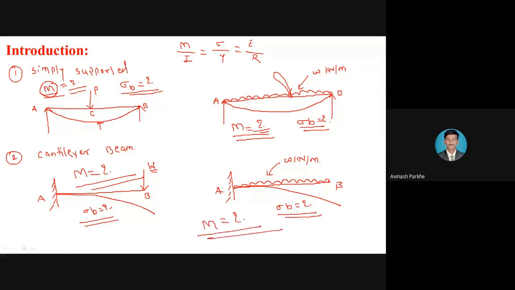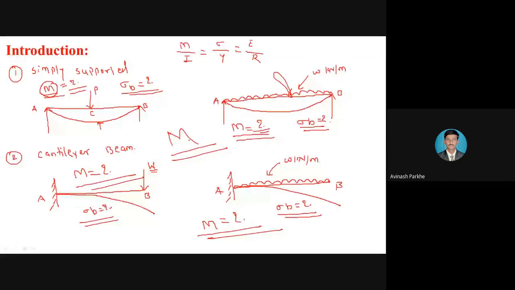So that means in all the 4 cases, the simply supported beam subjected to the point load, the simply supported beam subjected to the UDL, similarly the cantilever beam subjected to the point load, and the cantilever beam subjected to the UDL, in all the four cases, I have to calculate the bending stress induced in that beam. But to calculate that bending stress, the first requirement is that I have to calculate the bending moment as a capital M.